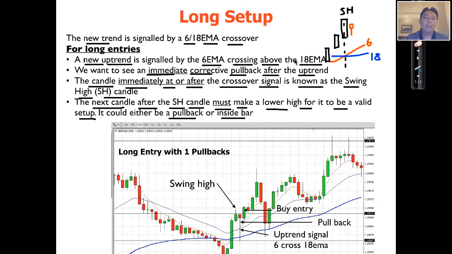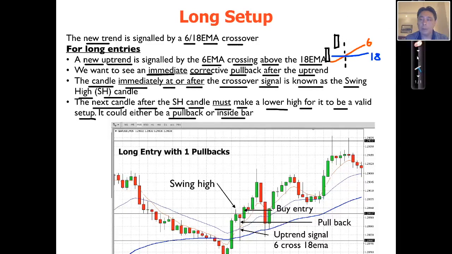Now, the most important thing to understand about this strategy is that the swing high must strictly appear only at the cross or right after the cross, but no later than that. If it appears any time later, it is no longer a valid trade. Okay, so let me give you a few examples here. Let me just rub this away.